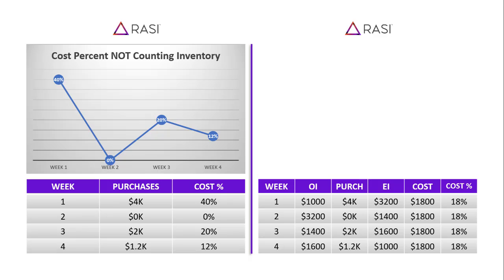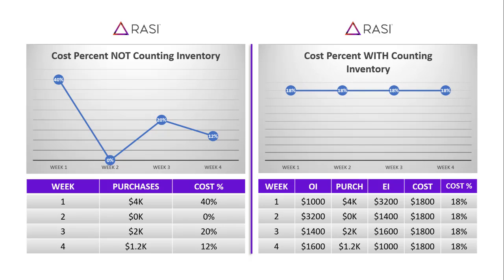What I want you to notice here is that our opening inventory week 1 is 1K and our ending inventory after 4 weeks is still at 1K. So Brian actually went through all the product that was purchased, and you can see that because your inventory stayed exactly the same from week 1 to week 4. So now we'll apply our COGS formula: opening inventory plus purchases minus credits minus ending inventory divided by sales.